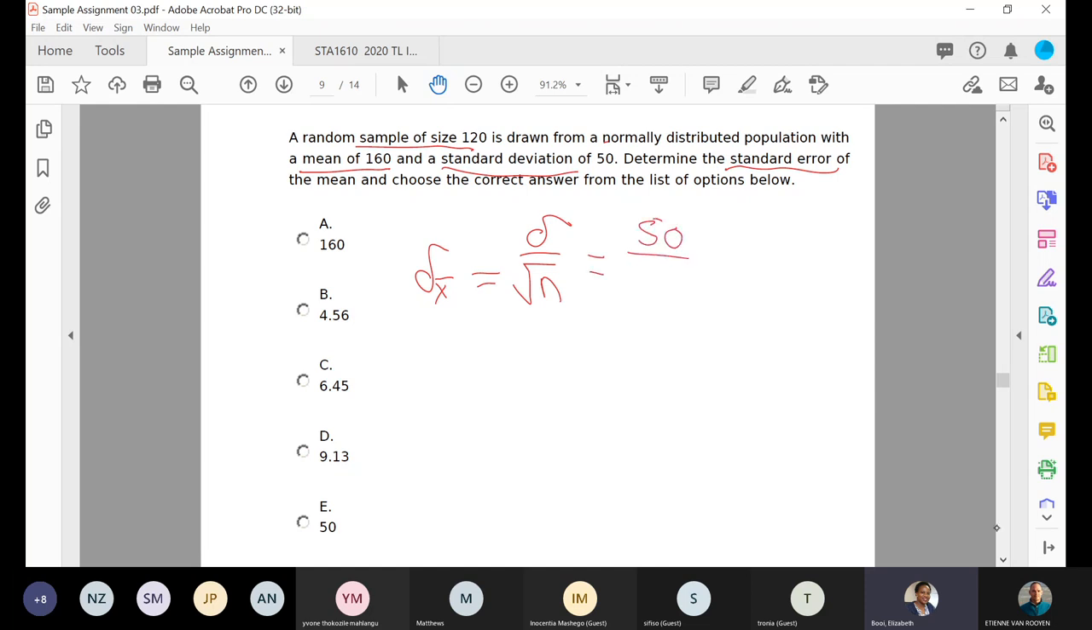So that will be 50 divided by the square root of n, which is 120. That gives 4.56, which is option B.